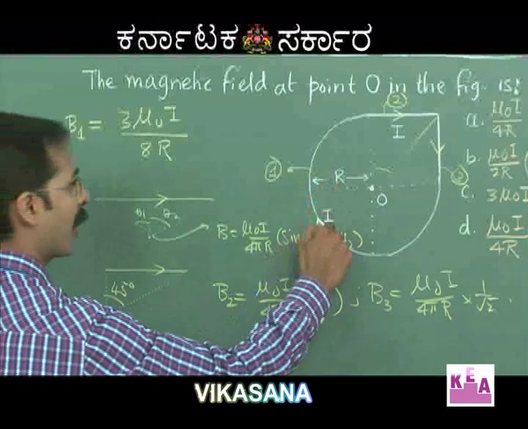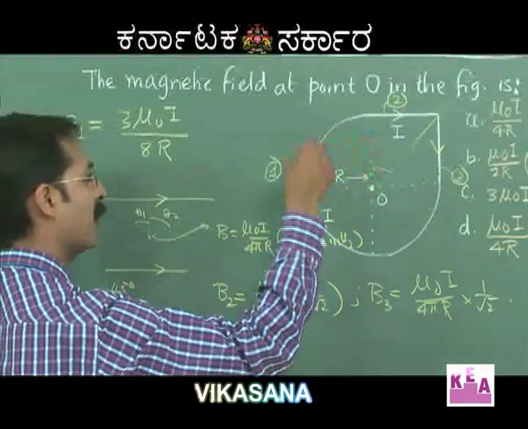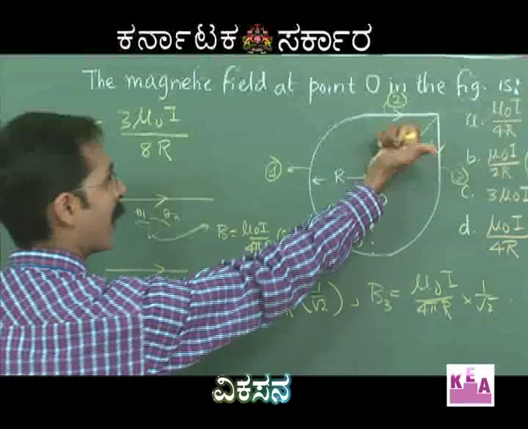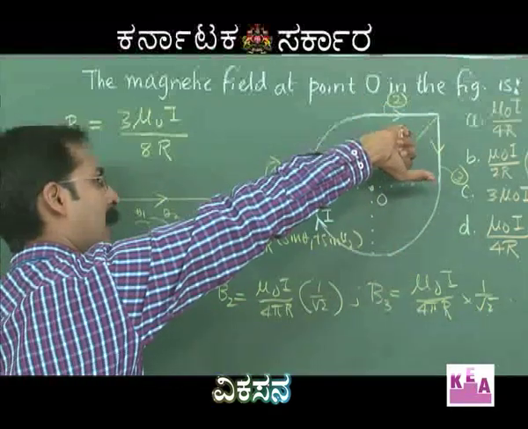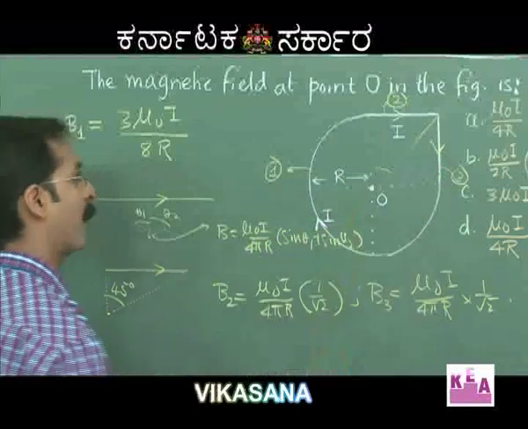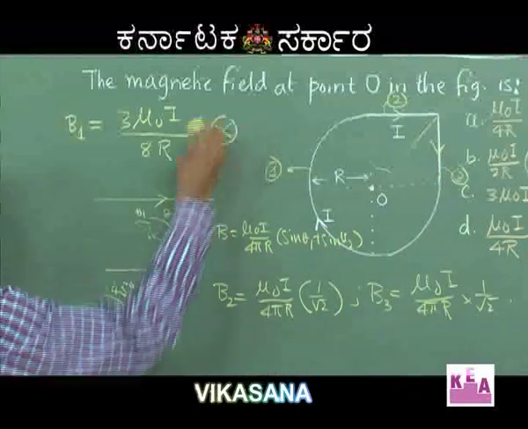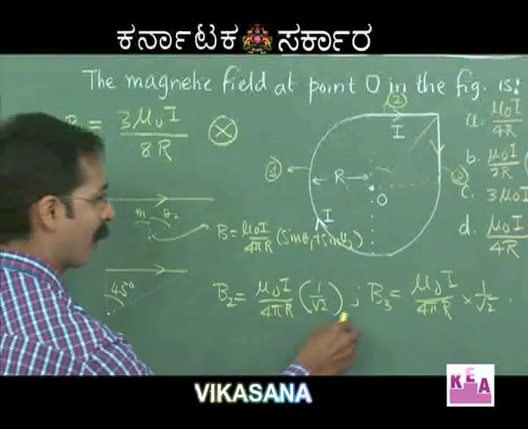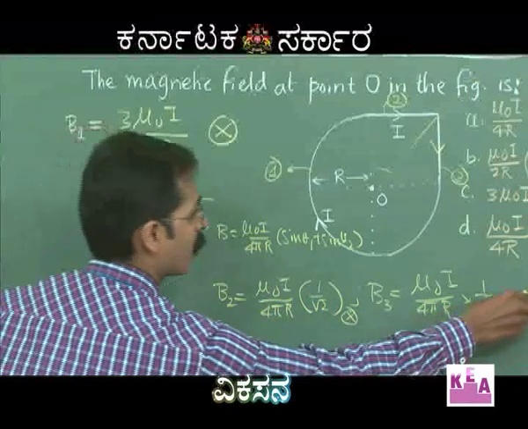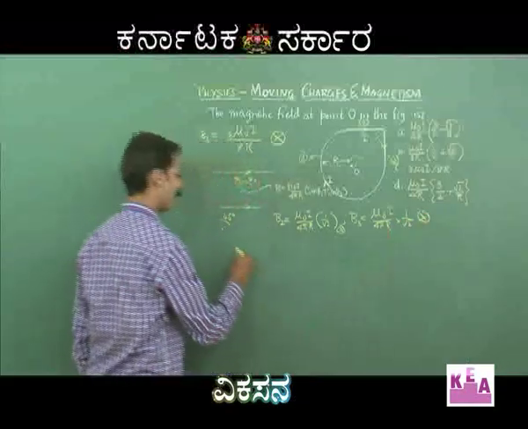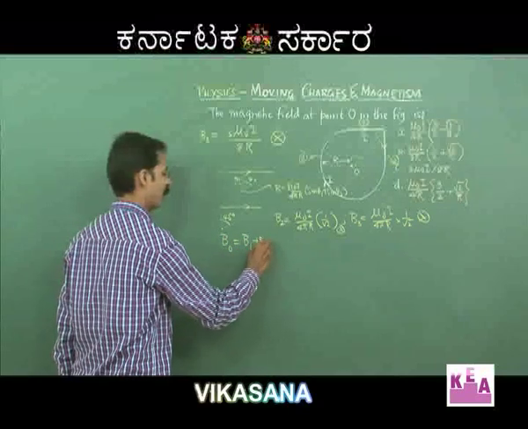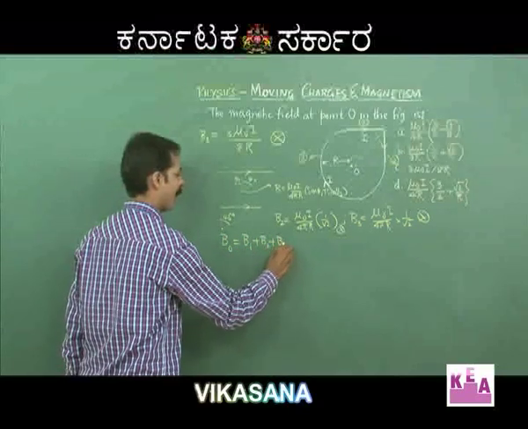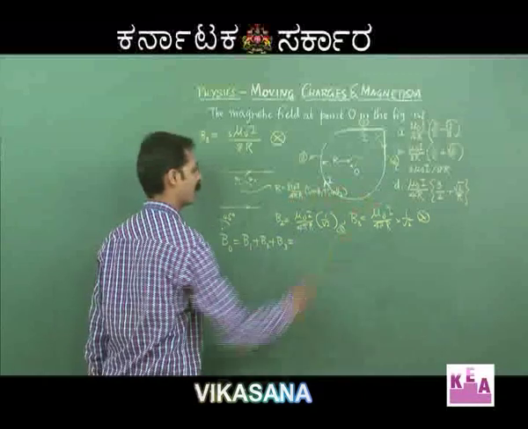The direction of the magnetic field due to this wire, which is clockwise, is pointing inwards. By the right hand clasp rule, the magnetic field due to this one is also pointing inwards. By the right hand clasp rule, the magnetic field of this one is also pointing inwards. Therefore, the net magnetic field at O is equal to B1 plus B2 plus B3. I add all of them because they are in the same direction.